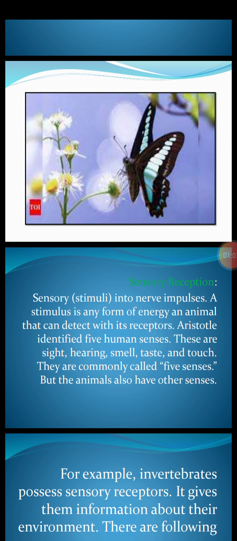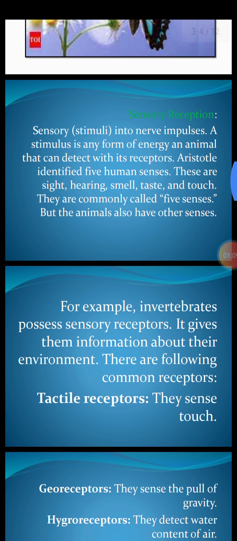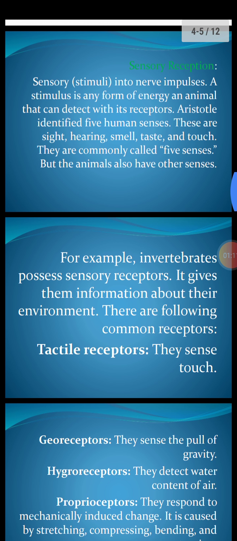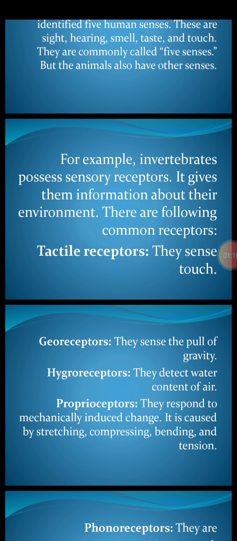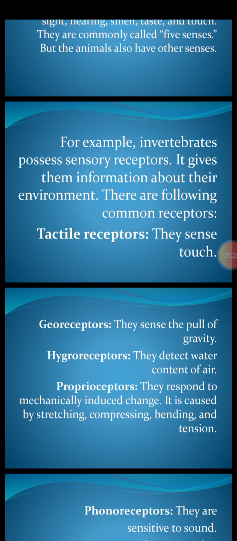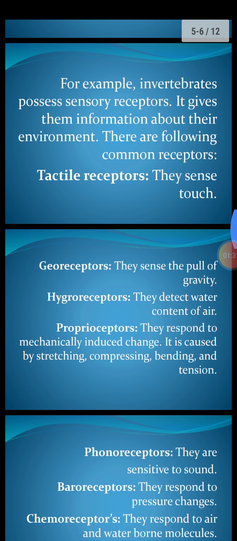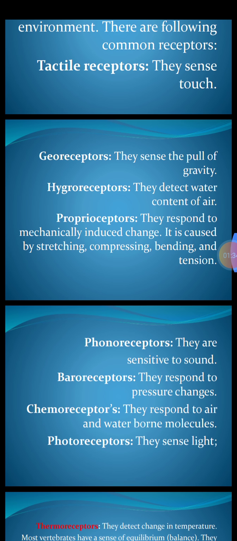There are the following common receptors. Tactile receptors can sense touch. Georeceptors sense the pull of gravity. Hygroreceptors detect water content of the air, that is moisture. Proprioceptors respond to mechanically or physically induced change, like that caused by stretching, compressing, bending, and some stress or tension. Then come phonoreceptors. They are sensitive to sound.